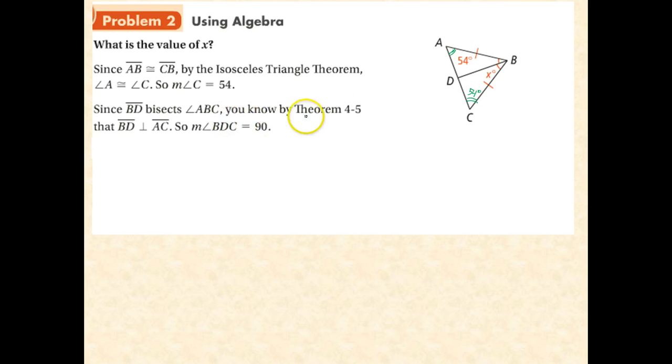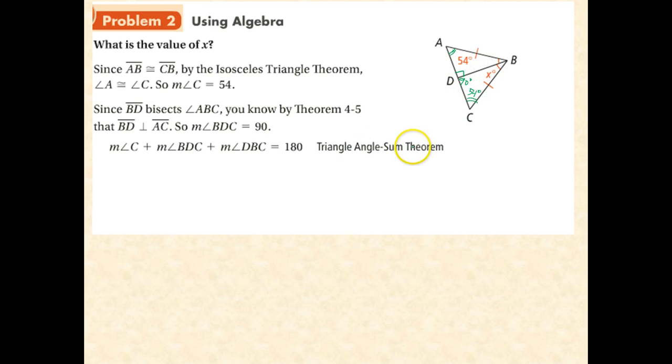So we can then use theorem 4.5. Since segment BD bisects angle ABC, which is the vertex angle of an isosceles triangle, we know that BD is the perpendicular bisector of AC, which tells us that's a right angle. So angle BDC is 90 degrees, and angle BDA is 90 degrees. Well, I think now we have enough information to find x.